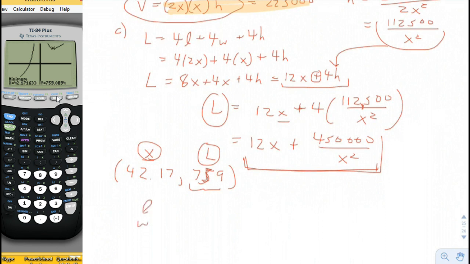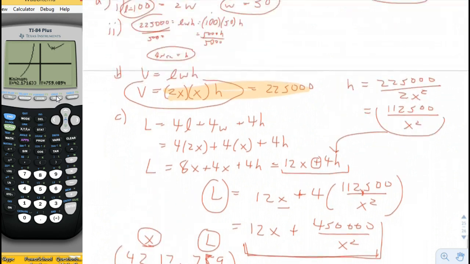So let's see, length, width, height. So length would be equal to 2x, right? 2x would be equal to 84.34. Width is equal to 1x. So that's just equal to 42.17. And last of all, height.